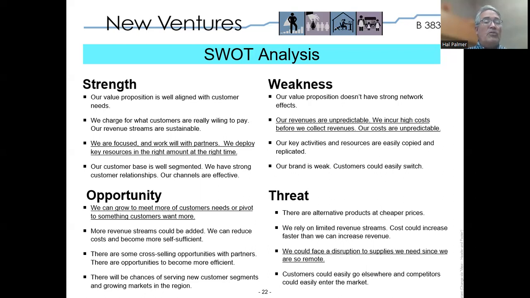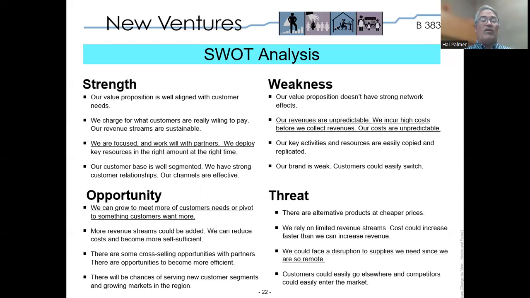The best strength that I think is on this list is we are focused and work with partners. We deploy key resources in the right amount at the right time. I think that this is a good strength and will really be key to starting up this business.